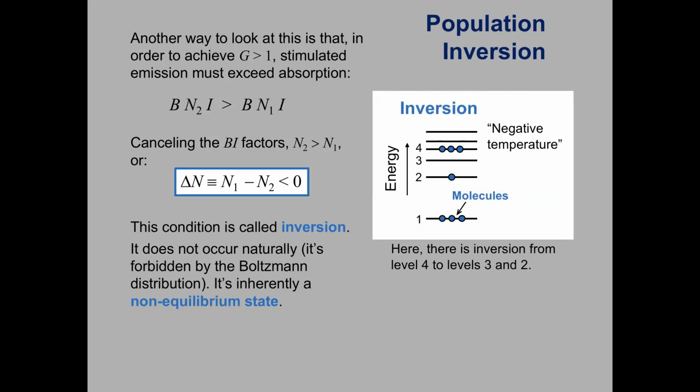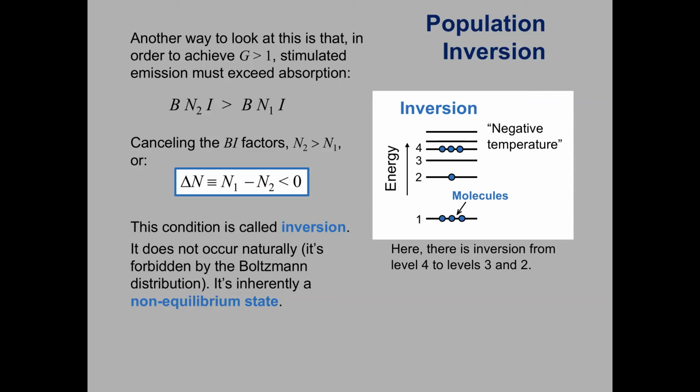In thermodynamics theory, this is often called a state of negative temperature, but you may hear that later on. It's more of a mathematical thing. It's not really that the temperature is negative. But here you might see an example of population inversion. It depends on what two states you're talking about.